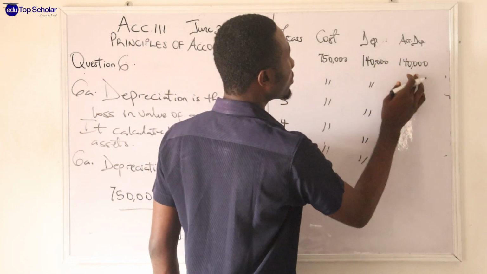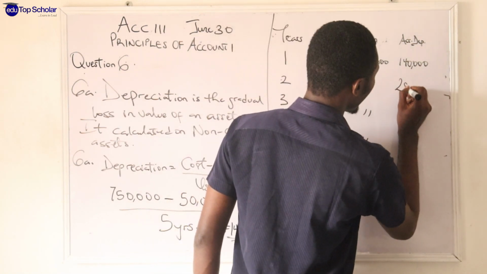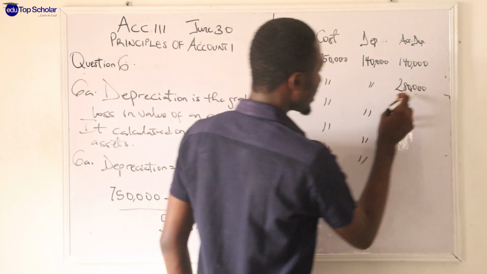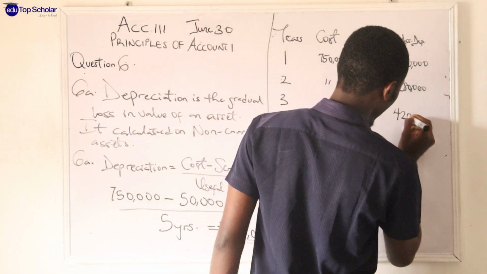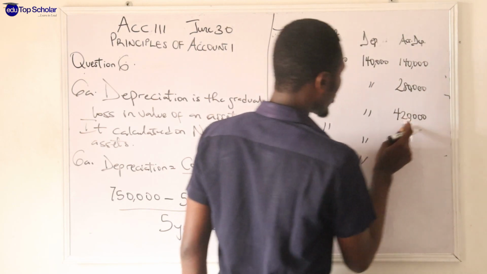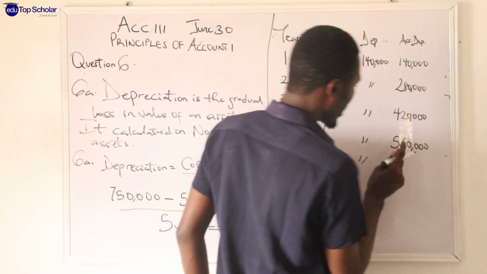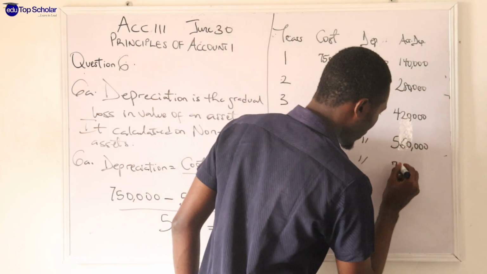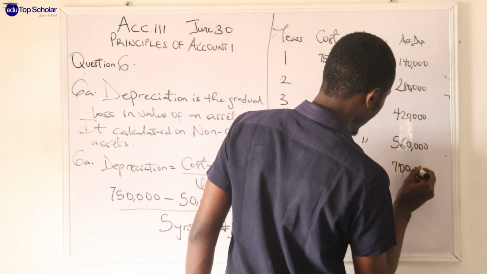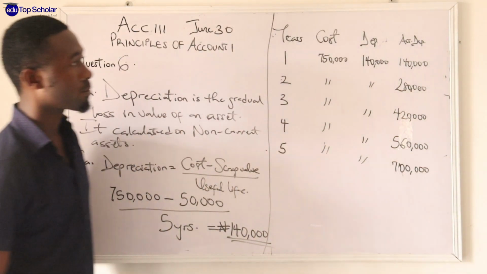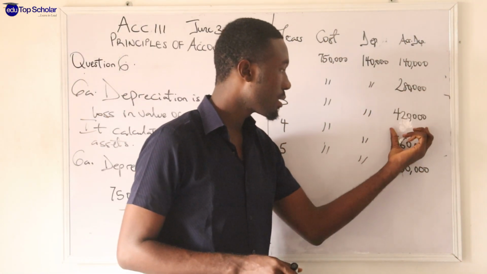to find the cumulative. If this is 140, this is 140. So 140 plus 140 will be 280. 280 plus 140, it will give you 420. 420 plus 140, that's 560. And 560 plus 140 should give you 700,000. So this is your accumulation. So every year, this is the depreciation that has accumulated.